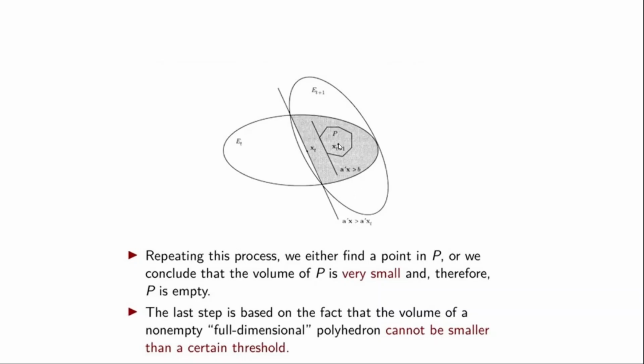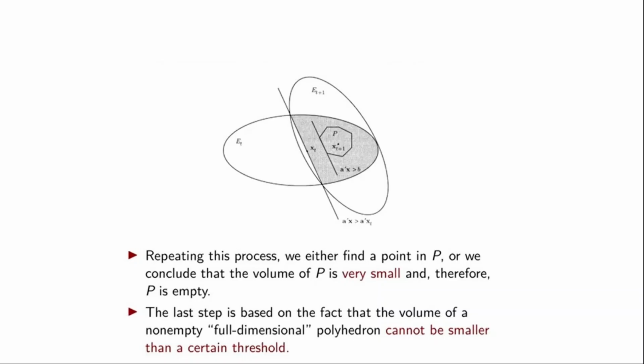So two things can happen. The XT plus 1 can be present inside the polyhedron. If that is so, the algorithm terminates. We have proven that the polyhedron P is non-empty. The second thing is it may not lie inside the polyhedron. If that happens, the algorithm moves forward, and again a new ellipsoid is created.